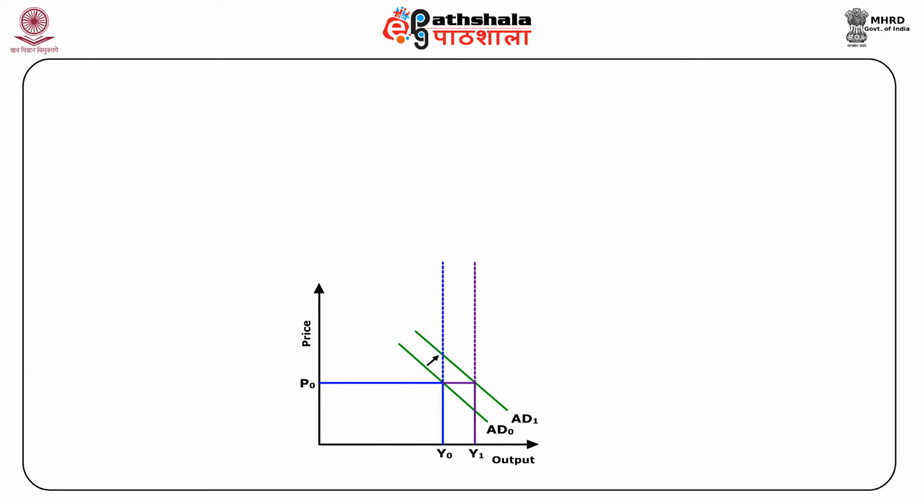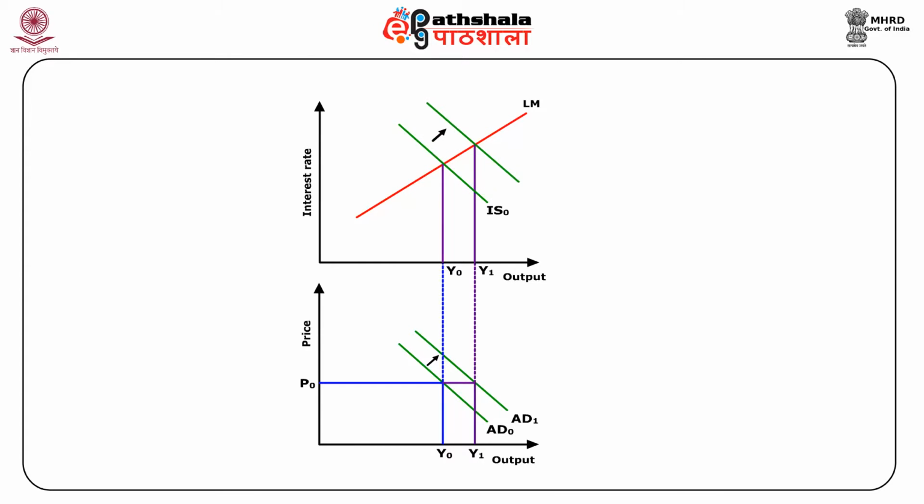An increase in government expenditure, ceteris paribus, would shift the IS curve to the right from IS0 to IS1 as shown in the upper panel of the diagram. This would lead to higher output Y1 and interest rates at the given price level P0. This results in the AD curve shifting outward to AD1 after the fiscal expansion, as equilibrium output corresponding to P0 is now Y1.